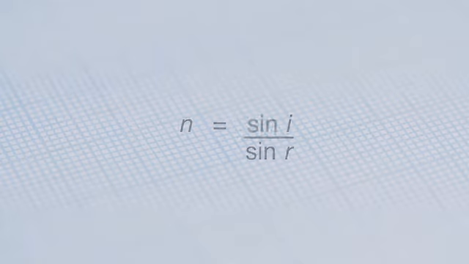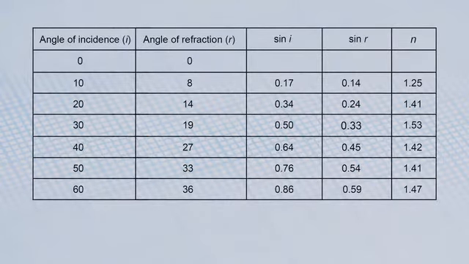The refractive index of a material can be calculated using the equation n equals sin i over sin r. Values are calculated for the refractive index of the material. The refractive index is determined by calculating a mean value.